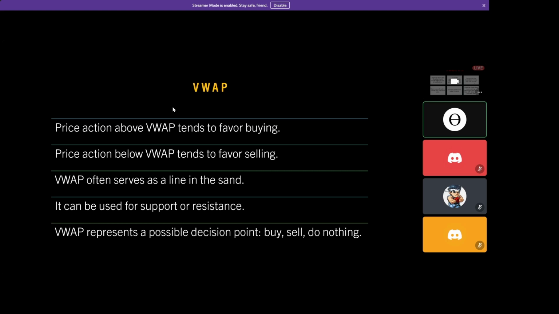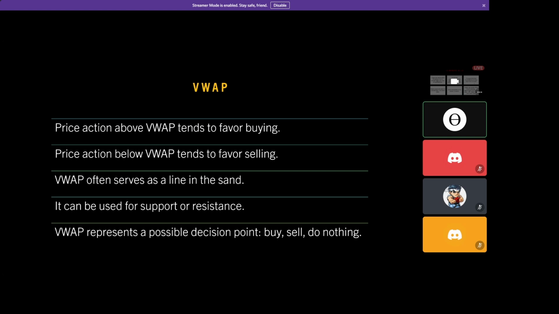Now the next thing we're going to be looking at is VWAP. VWAP is one of the most famous indicators used by day traders. It's as easy as going to your technical analysis setup in your charts, and it's almost guaranteed you'll have a VWAP that you can put into your charts. Here are some general truisms regarding VWAP. Price action above the VWAP tends to favor buying, and price action below the VWAP tends to favor selling.